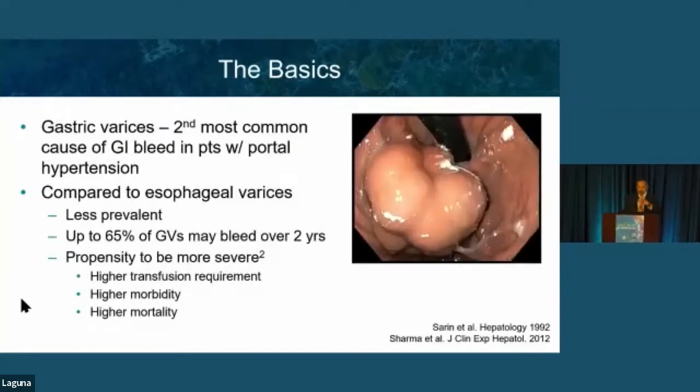So first, the basics. Gastric varices are the second most common cause of GI bleeding in patients with portal hypertension. Compared to esophageal varices, they have a lower prevalence, but up to 65% are going to bleed in over 2 years. And generally, these bleeds tend to be more severe. So all of us who take overnight call for GI bleeding have experienced this at some point.